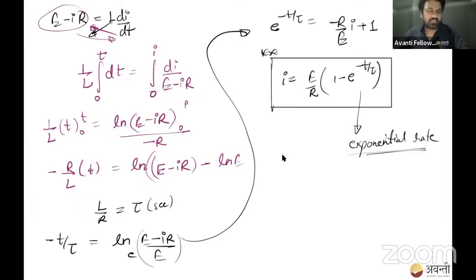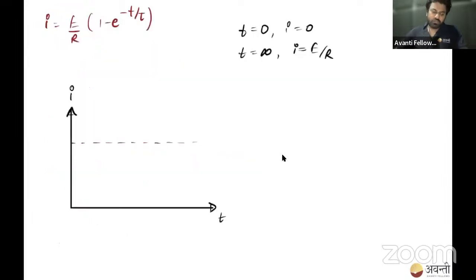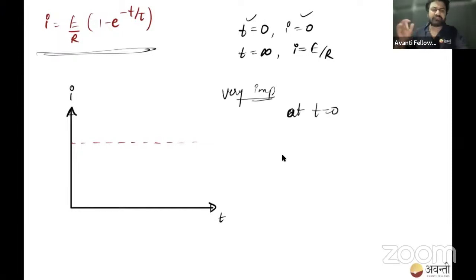Let's move forward, only a little bit of time is left. If I talk about this formula, at t equals 0, current is 0. If current is 0, it means it is behaving like an open circuit. So very important: at t is equal to 0, when the switch is just closed, the inductor behaves like an open circuit. Open circuit means the wires are open, they are not connected, so current is 0.